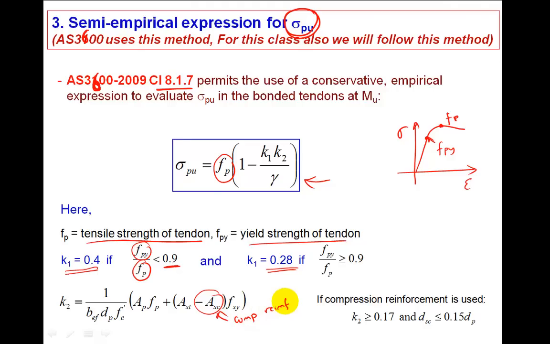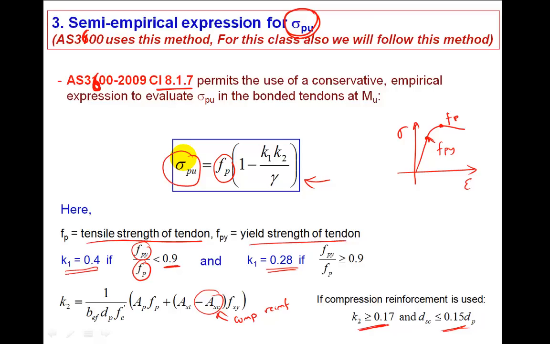If compression reinforcement is there, the K2 value will be greater than or equal to 0.17, and here DSC is equal to 0.15 dP, that is the point of application of the forces. With this equation you can plug in the values and estimate the stress in the prestressing wire at the time of failure.